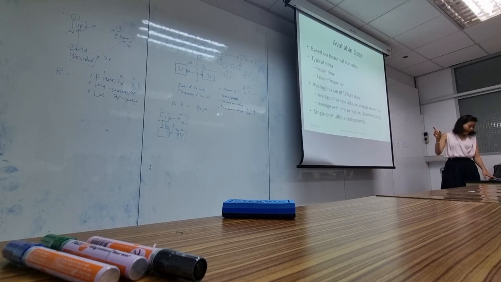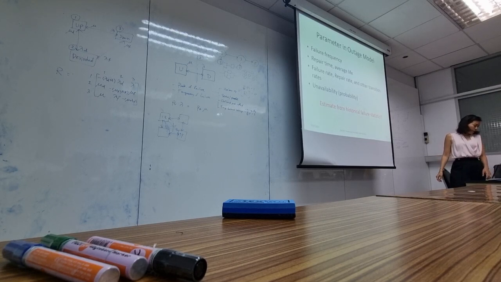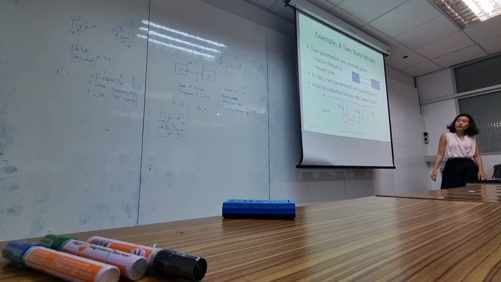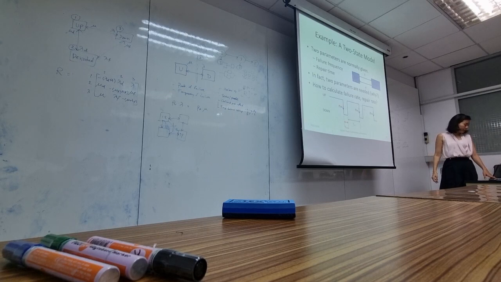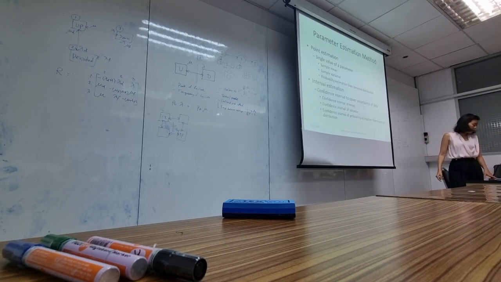What they do is they find the average data. So they look at the failure frequency and repair time, and then they estimate it from the historical data by observing the system when it failed, and how long it takes to repair. In the estimation, there are two ways. You do the point estimation, where you have a single value to represent it. Interval estimation is where you have a range of information on what you're trying to estimate.